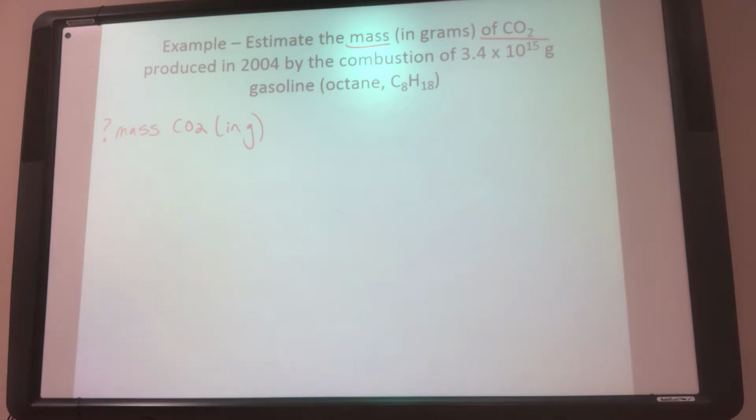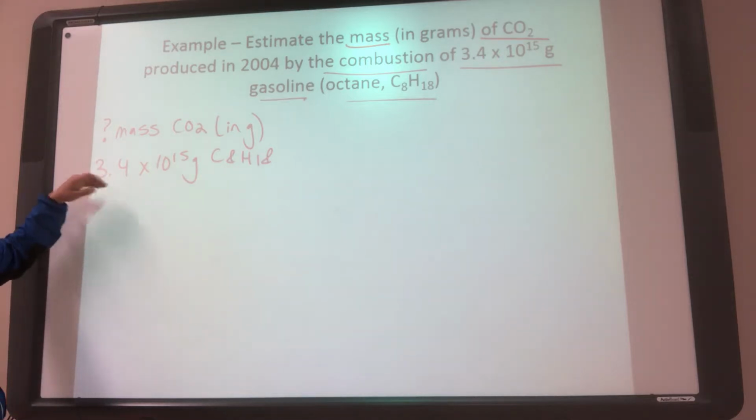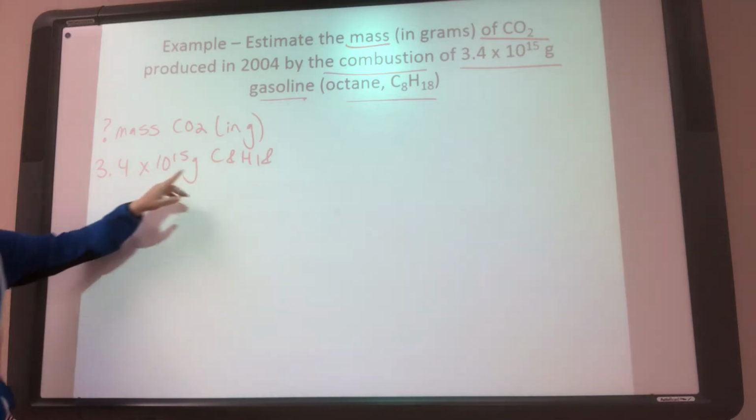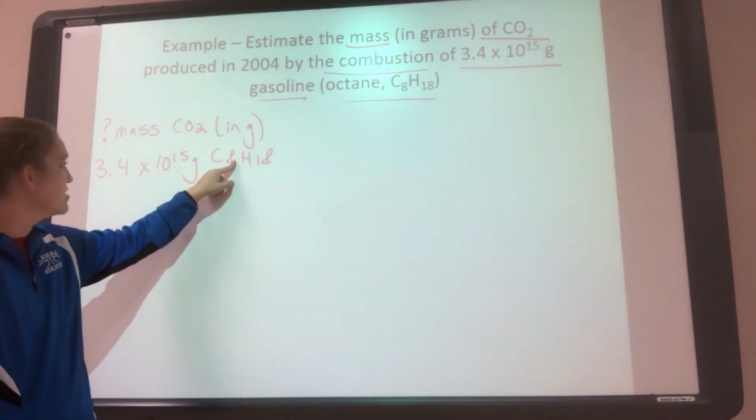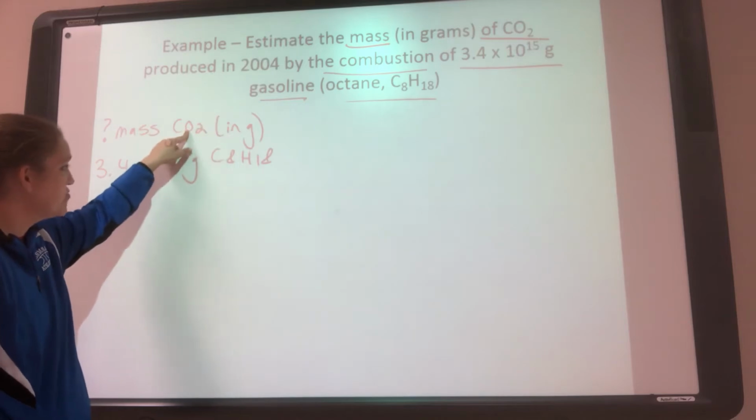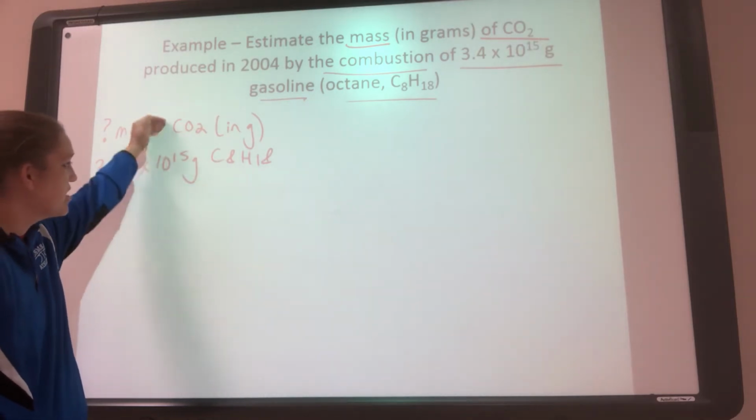All right, what did they give me? They said it was combustion. That might be helpful. And they gave me the mass of gasoline, which they said was octane. So they gave me the mass of a different compound. That's all they gave me. They gave me the mass of this guy, and they want me to find the mass of that guy. So let's think. I have the mass of my octane, but I need the mass of my CO2. So I'm trying to go from the mass of one to the other.